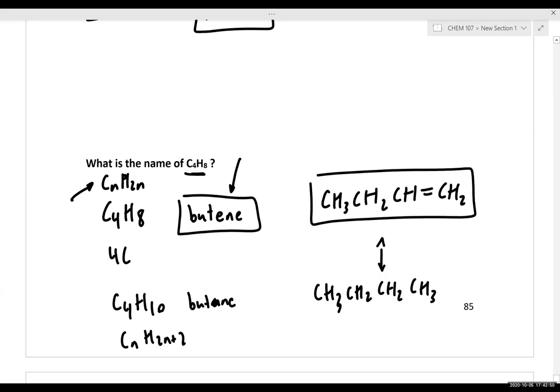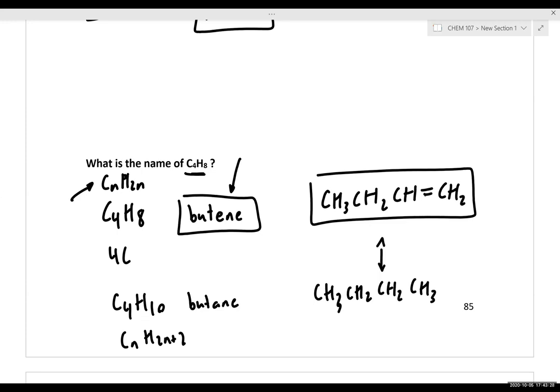Does that make sense? For the last formula you showed, that was butene, I'm sorry. Yeah, so we have butane, C4H10, and butene, C4H8. We lost 2 hydrogens when we formed our double bond. Does that make sense? So the presence of a double bond functional group requires us to name our compounds in a slightly different manner.